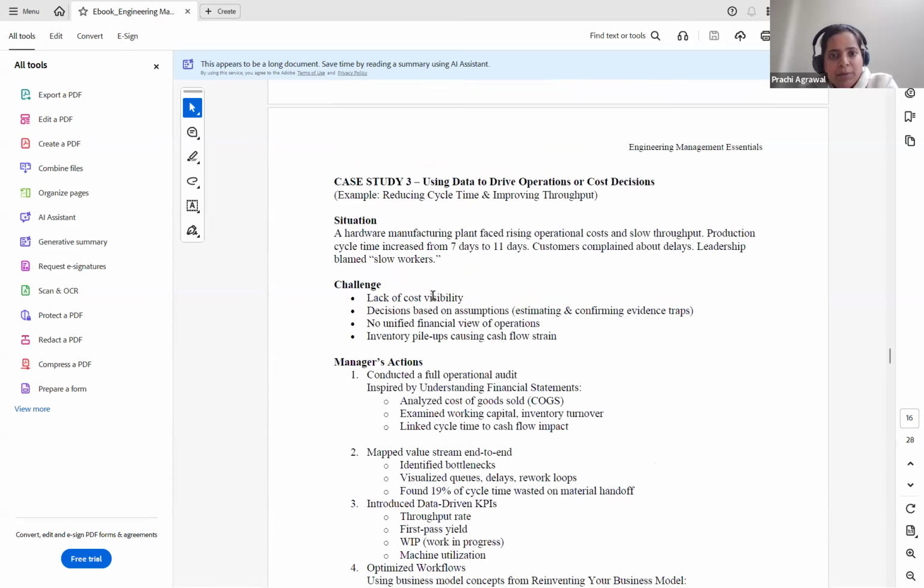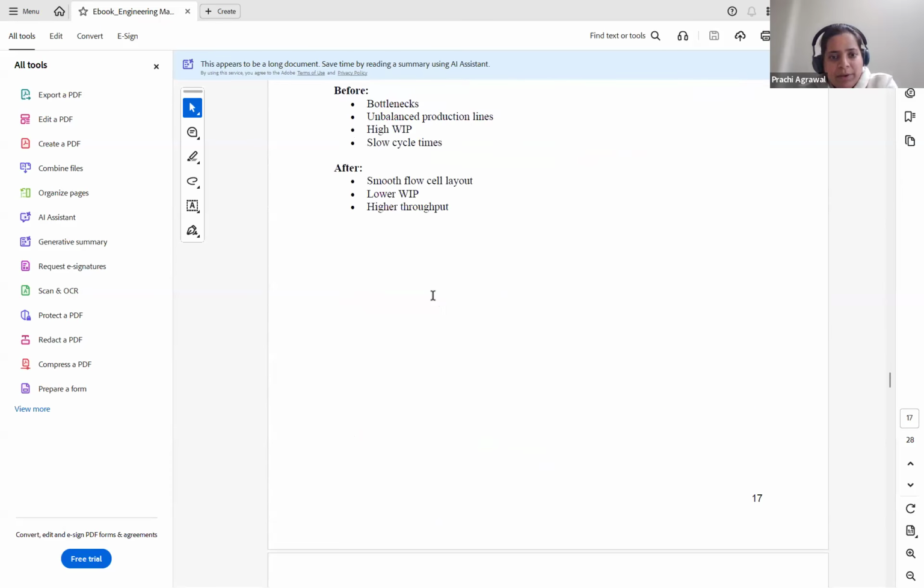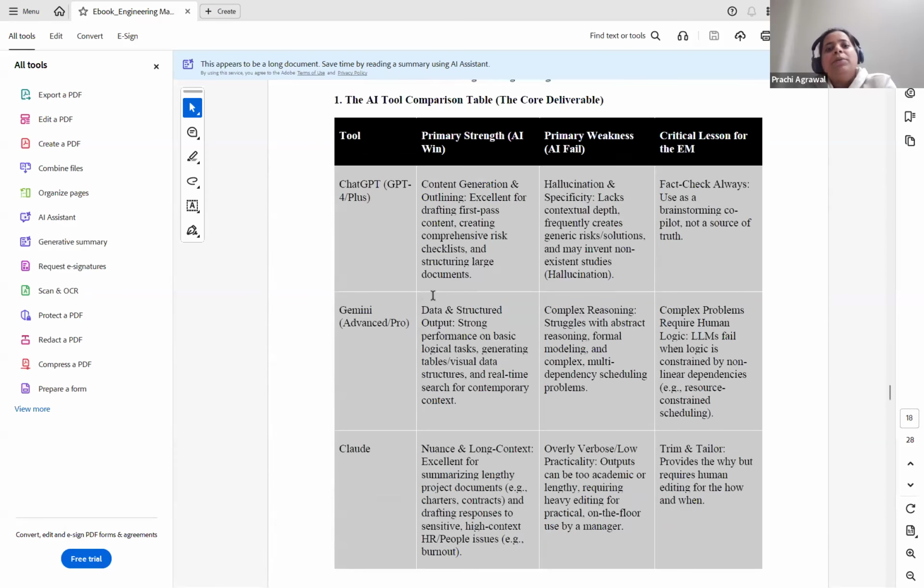And the AI tools that I was talking about is over here. Yep. So in this particular case, when we did the core deliverables, like how we use, everyone has seen during the engineering management, we have ChatGPT for content generation, and where all ChatGPT has won. It is the same with Gemini.